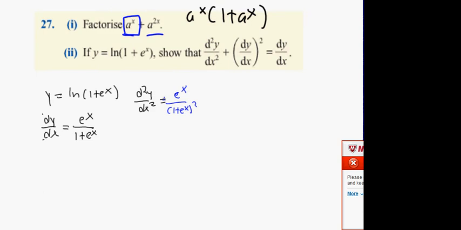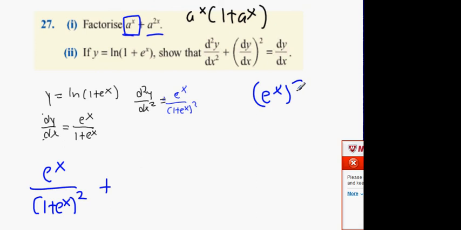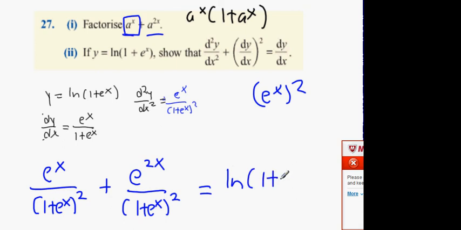Let's see what they want me to do with it. Now, what they want me to do is the second derivative on its own. Second derivative is e to the x over 1 plus e to the x squared. Do you want me to square the second one? So what happens when I square e to the x, guys? What's e to the x squared? e to the 2x. And what happens when I square the bottom? 1 plus e to the x squared. And then the other side is going to be ln 1 plus e to the x. Oh, sorry, it is the dy/dx, you're right, because that won't be compatible. So it's going to be e to the x over 1 plus e to the x.